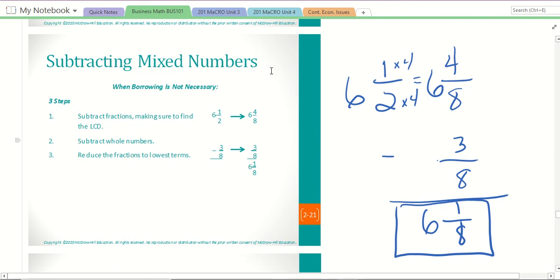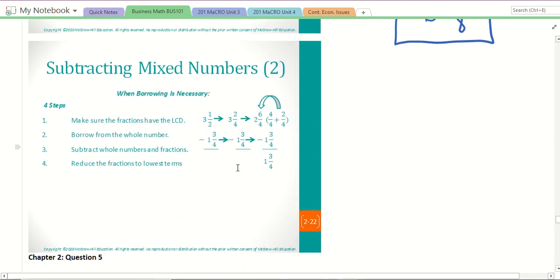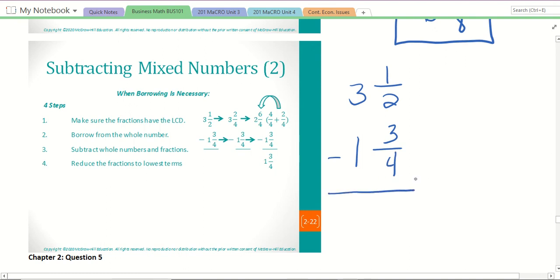Okay. All right. Well, what if we have to borrow from our whole number? This is going to be a little bit different. This is our last slide, and then we'll do some problems. What if we have 3 and 1/2 minus 1 and 3/4? Well, 3/4 is greater than 1/2. So we're going to have to borrow over here.